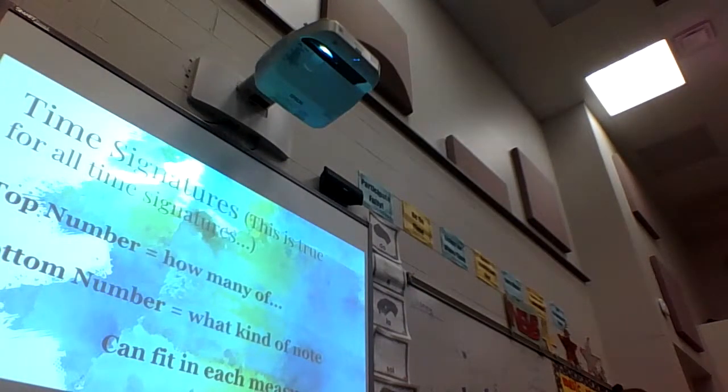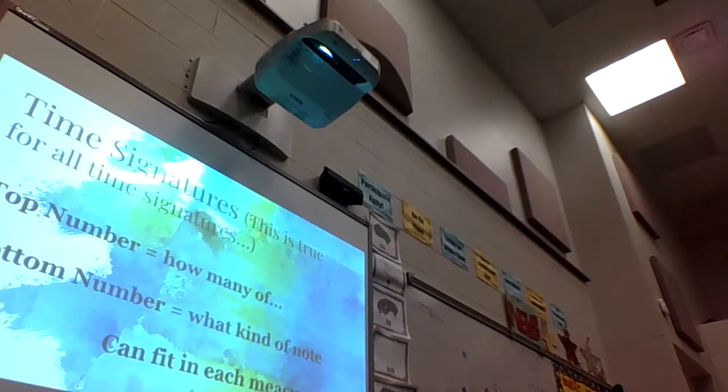The top number is how many of what kind of note can fit in a measure. That works for everyone. Katie, if the other one makes more sense to you, stick with that for now. That's okay. All right? That's what I said. There's so much stuff. Okay? So here's all that means.